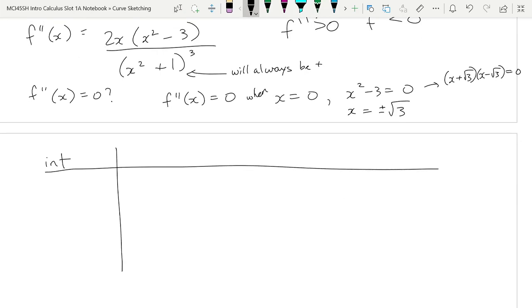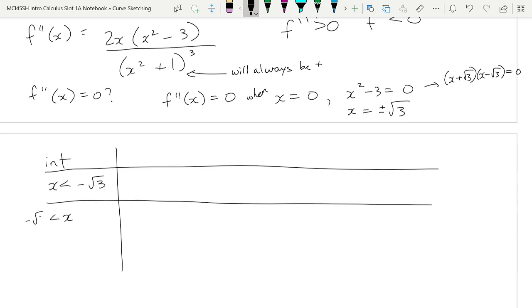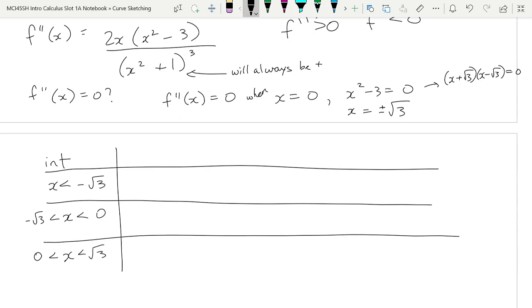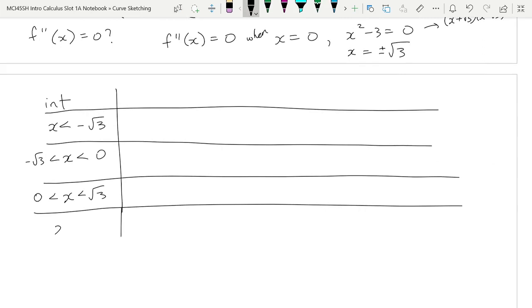So now my interval chart is, okay, what's the smallest of my numbers I'm exploring? Negative root 3. So what happens when x is less than negative root 3? Next interval, what happens when x is between negative root 3 and 0? Next interval, what happens when x is between 0 and positive root 3? And my final interval I've got to worry about is what happens when x is more than root 3.